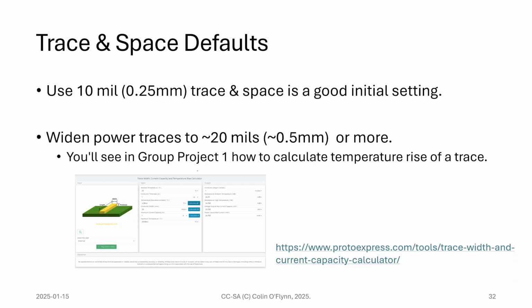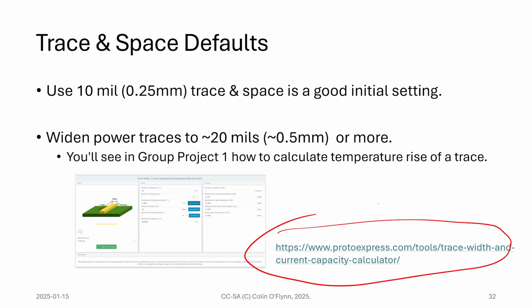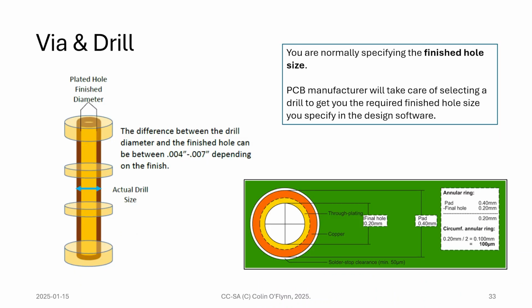In DAL, there's a project where you're going to calculate the temperature rise of the trace. It's in the slides. But if you want to see this, here's a link, for example, Proto Express, just one of these online calculators, there's a few of them, that will let you calculate what the temperature rise is for a given trace width. So you can see how that actually affects everything.